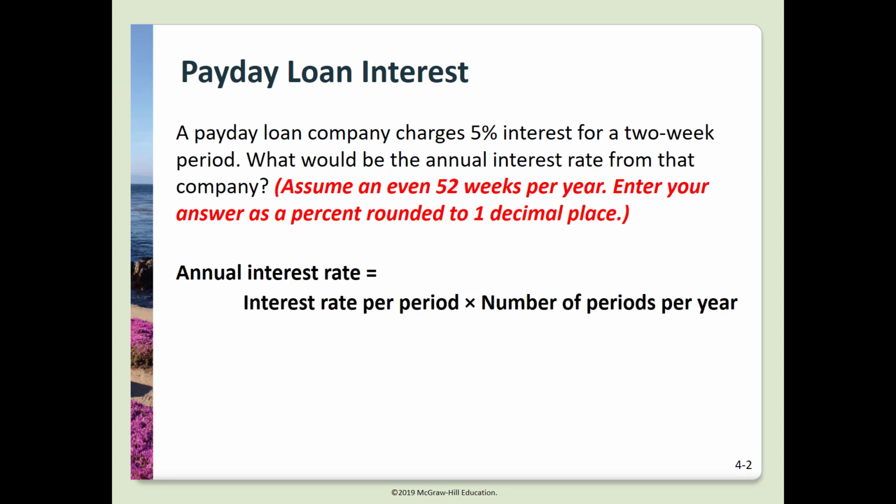In our second problem, we're looking at payday loans. A payday loan company charges 5% interest for a 2-week period. What would be the annual interest rate from that company? Go ahead and assume an even 52 weeks per year, and you're going to enter your answer as a percent rounded to 1 decimal place.